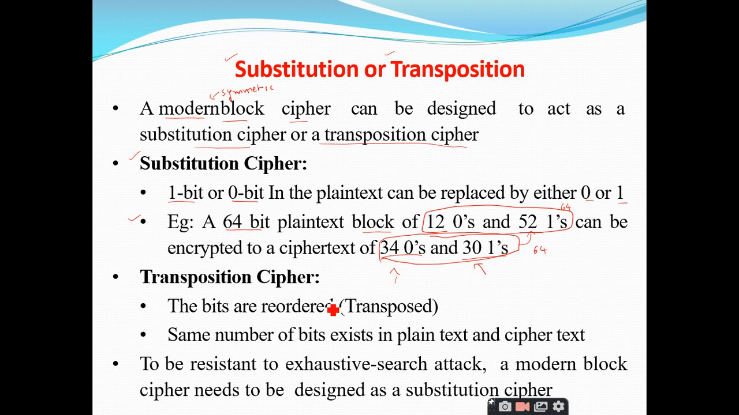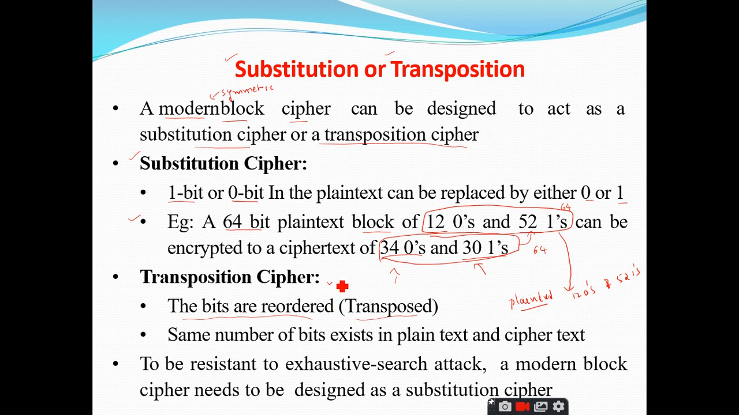Yes, sir. But if you consider the transposition cipher, what do you mean by transposition? I told that it is going to change the position of the bits, that's it. So the bits are reordered, that is nothing but transposed, right? For example, you take the same example. What does that plain text consist of? The plain text consists of 12 zeros and 52 ones.